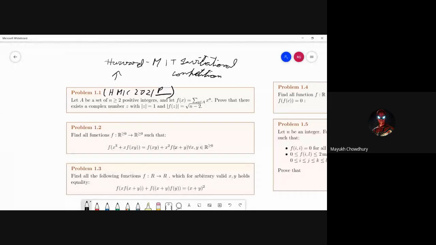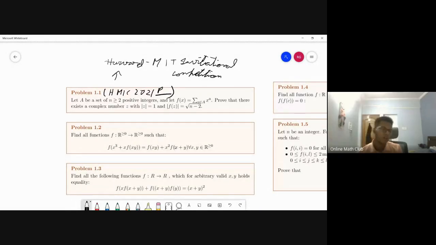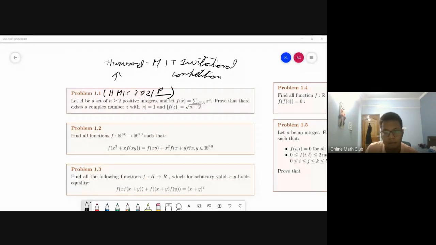Problem 3 now. HMIC is the second round of HMMT. After they call some of the best participants in HMMT for HMIC is my understanding. I may be wrong.